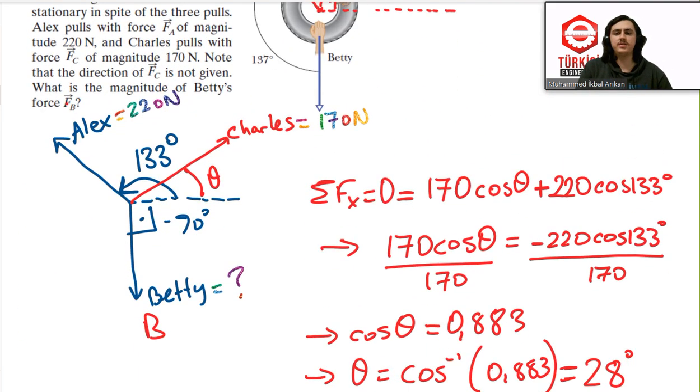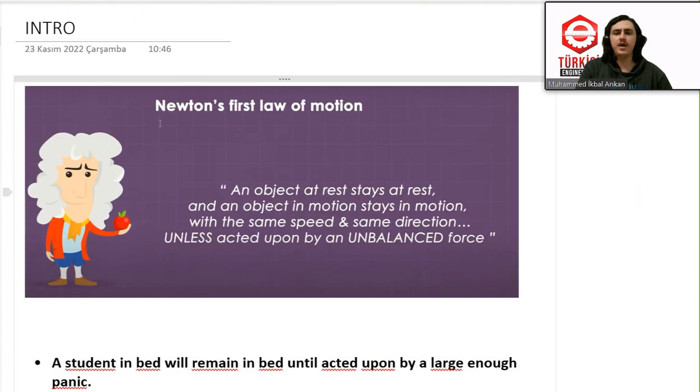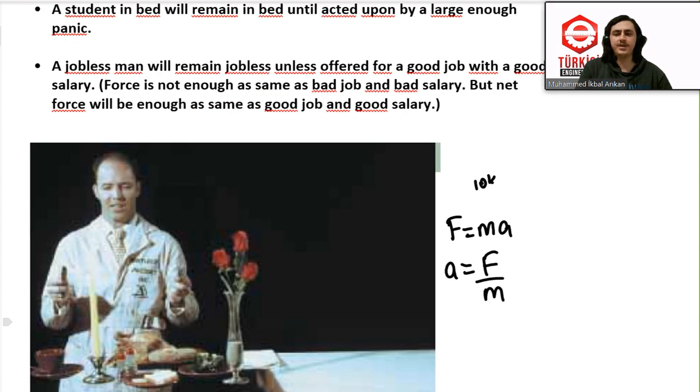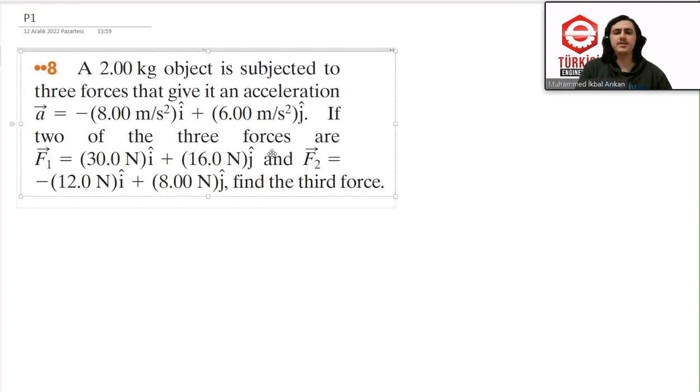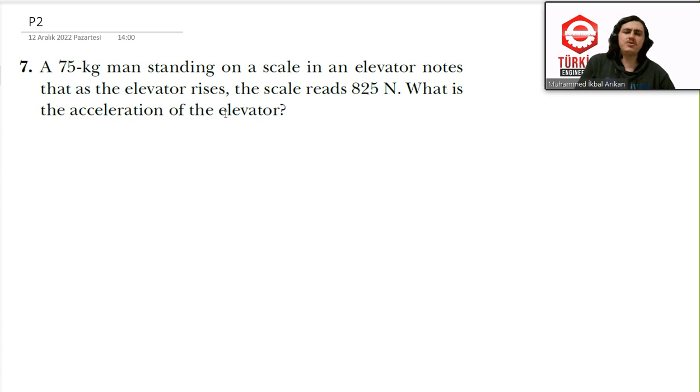So let's move to the second law. Actually, the first law, we will not see any applications for problems because there is no mathematical relation. But for the second law, we will see some problems. Let me solve this question for the second law.